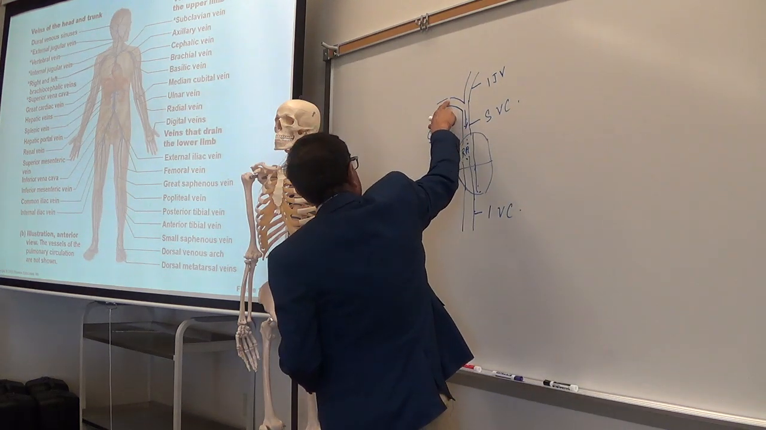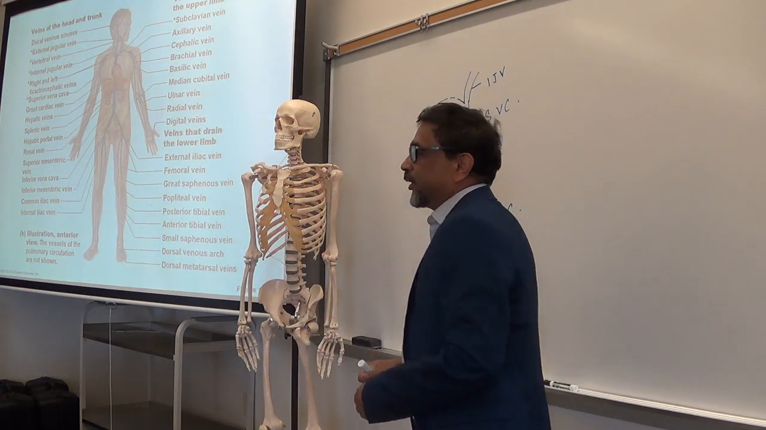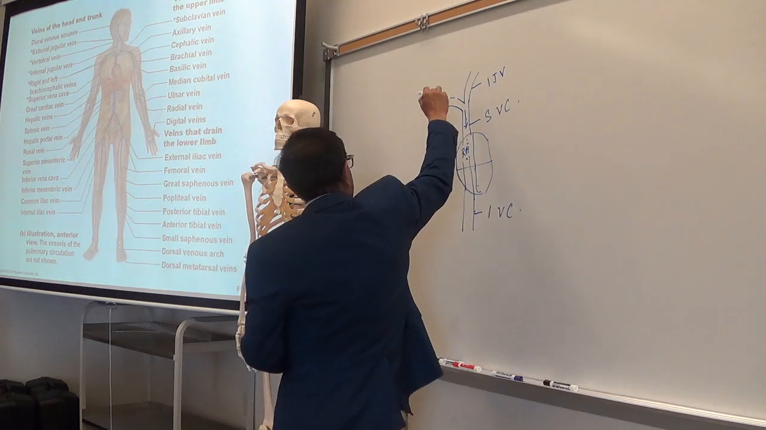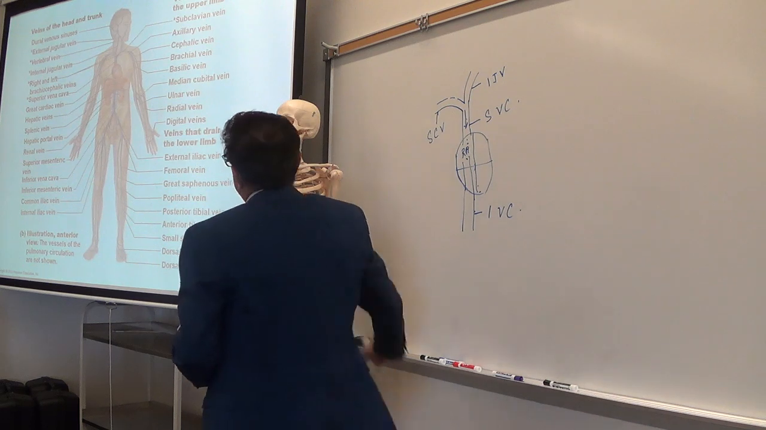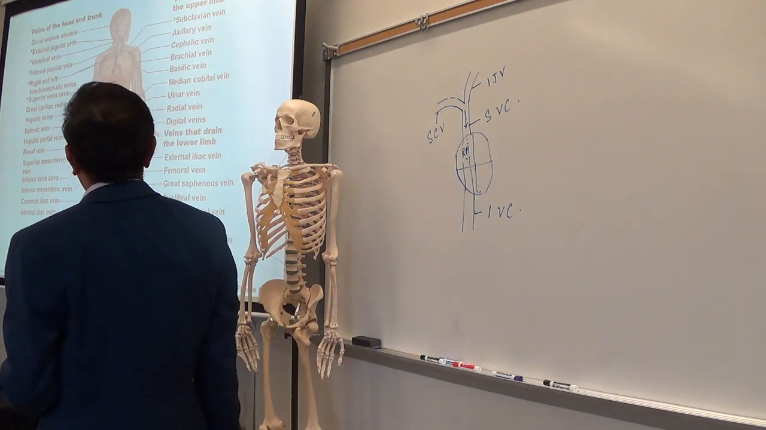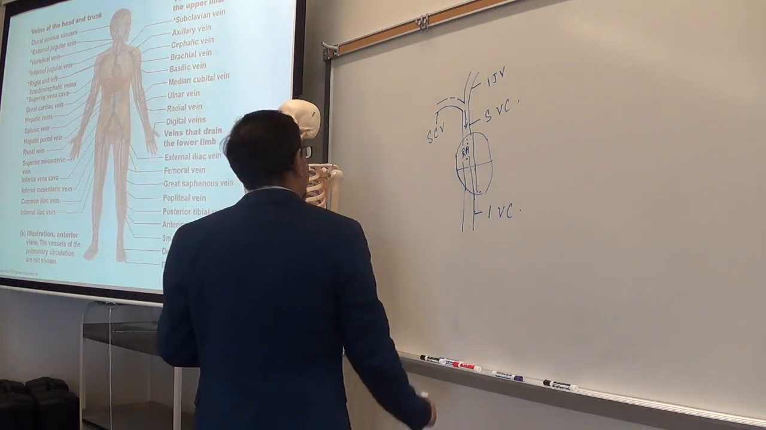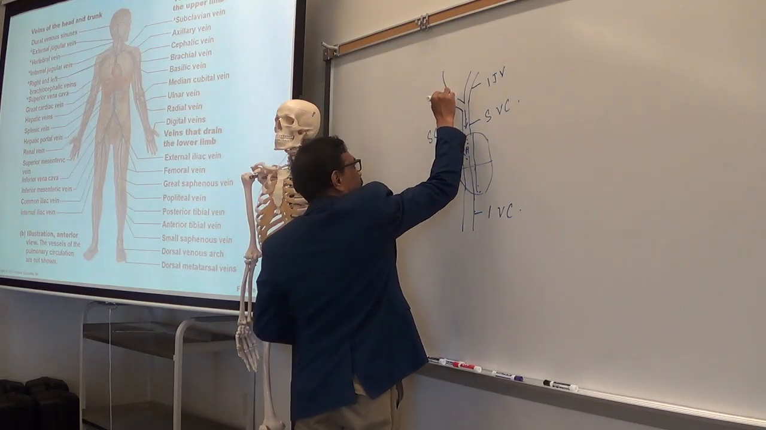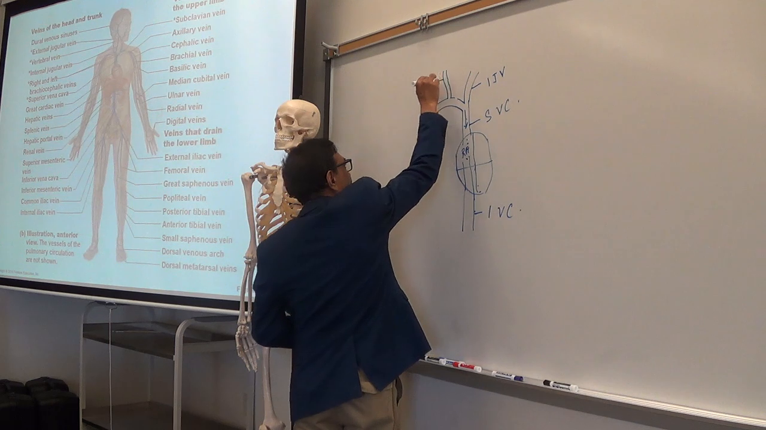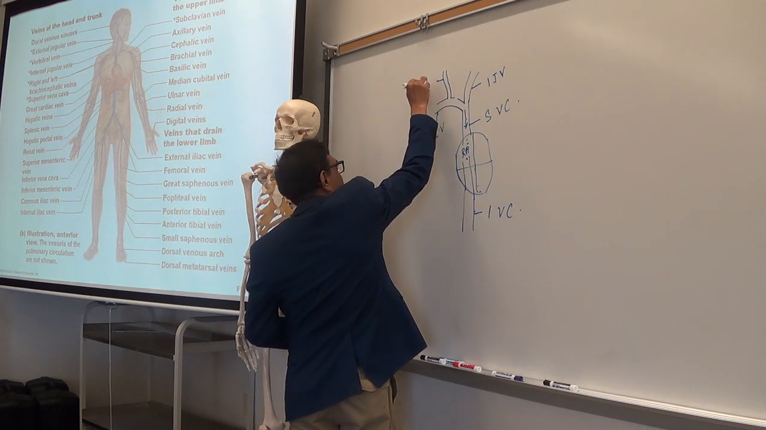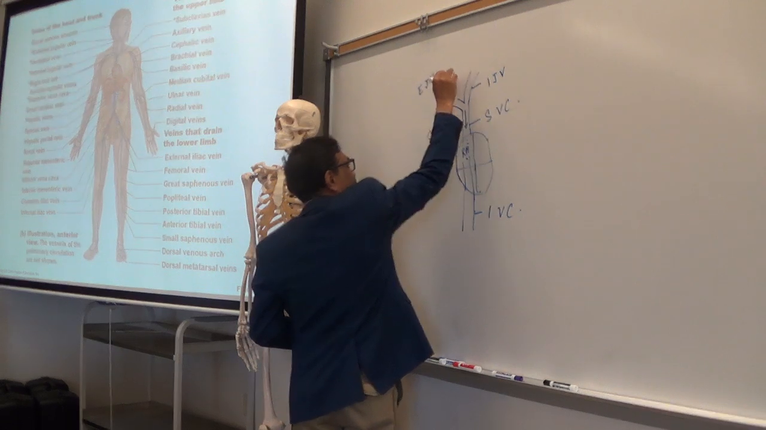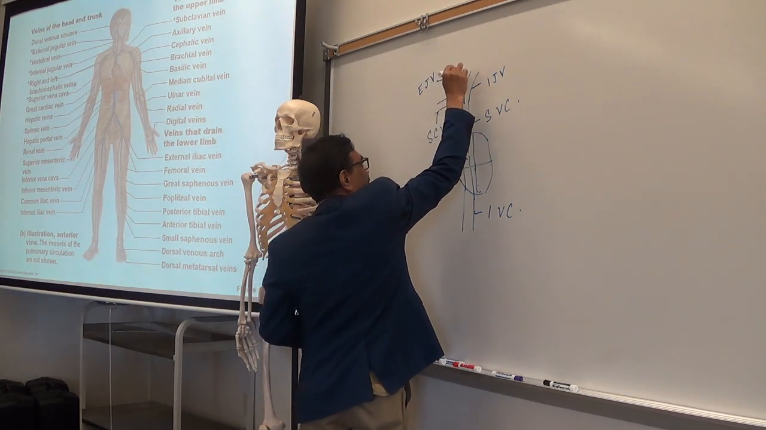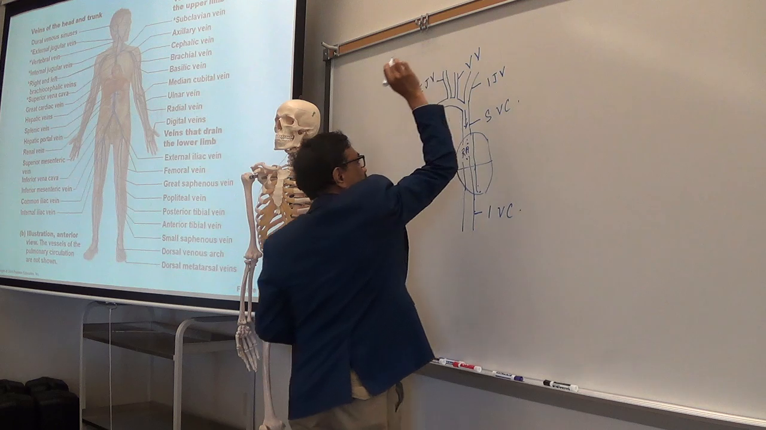Then from subclavian you get two. One is the vertebral and another is the external jugular. So this is the external jugular vein, and this is the vertebral vein.